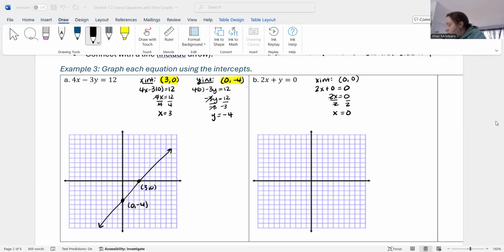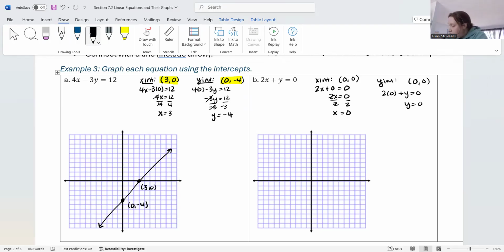Now, for the y-intercept, we would let x equal 0 and we solve for y. I don't need to write that out, I just need to do it. So we get 2 times x, which is 0, plus y equals 0. Well, 2 times 0 is 0. 0 plus y is y. So we get y equals 0. So we let x equal 0, we found that y had to be 0. Both points are the origin.